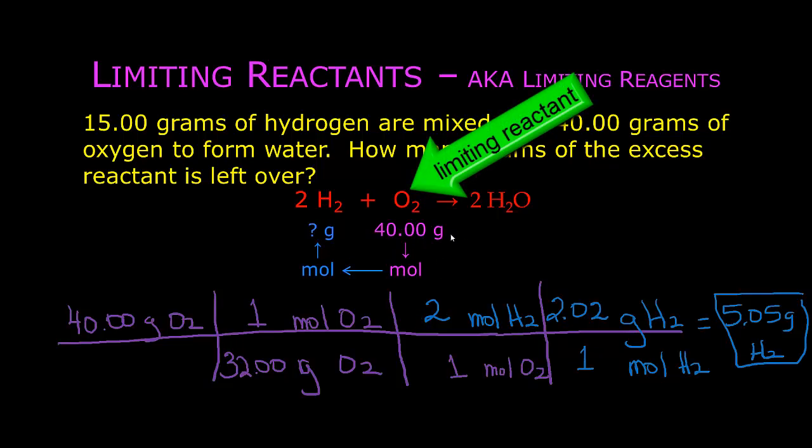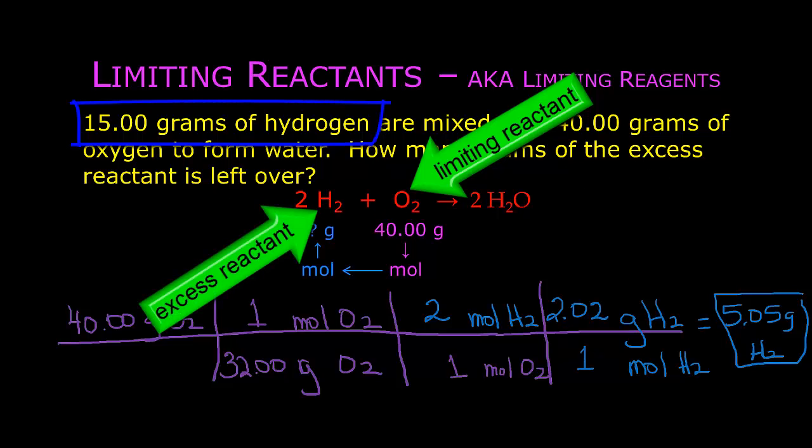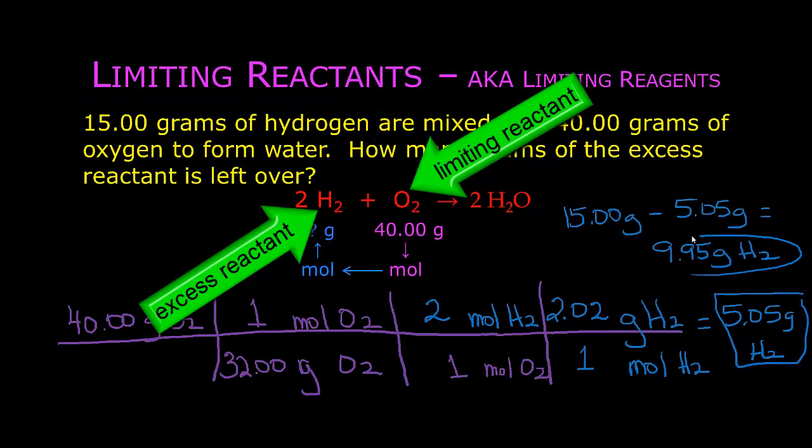Since oxygen is our limiting reactant, we started out with 15 grams of hydrogen. To find out how much excess reactant, which hydrogen is our excess reactant, we take our starting amount, which is 15 grams, and subtract our used amount, which is 5.05 grams, and that equals 9.95 grams of hydrogen left over. That is the amount of excess reactant that we have left over.